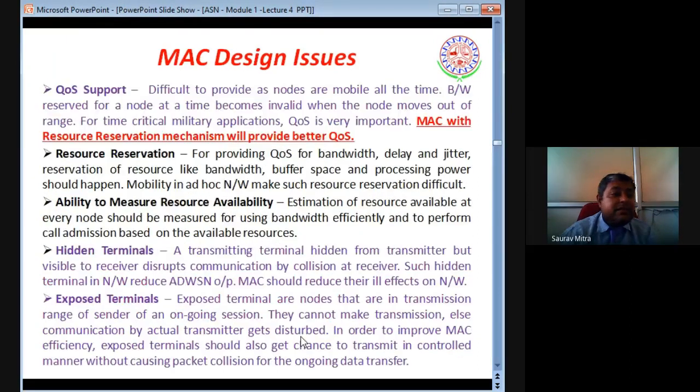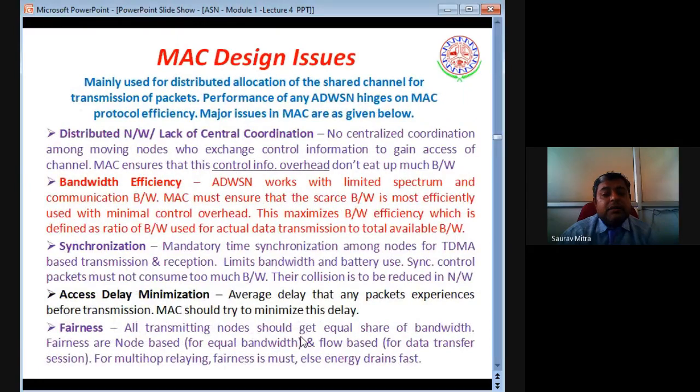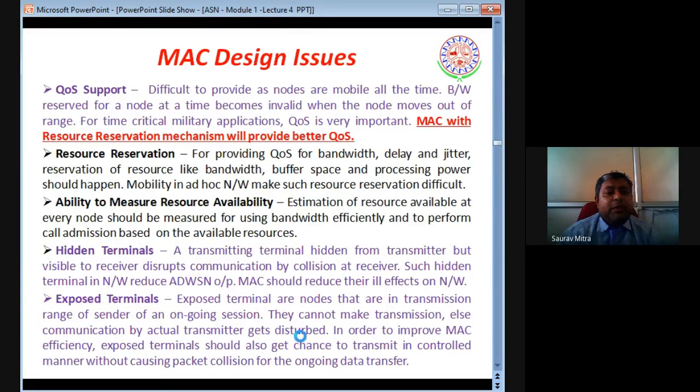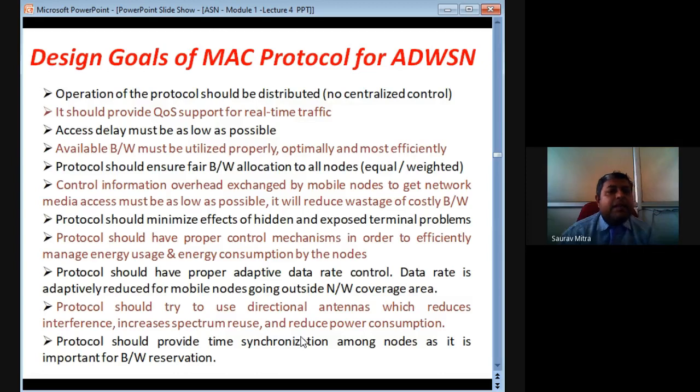So these are the three slides. I have given many points, around 16 to 17 points. At least 10 points you should be able to explain very properly in case of MAC design issues. So MAC design issues can be a question for 10 marks: explain all the MAC design issues in case of ad hoc wireless network. So please prepare this question.